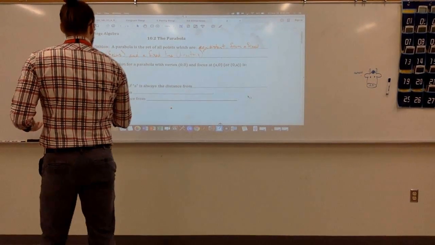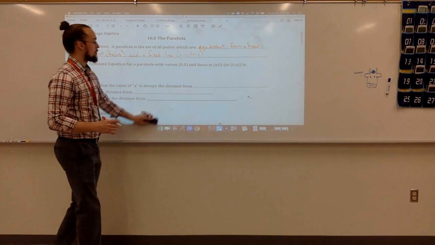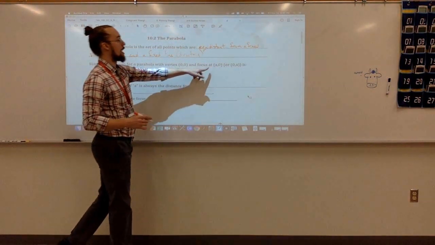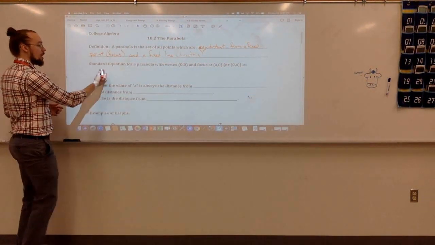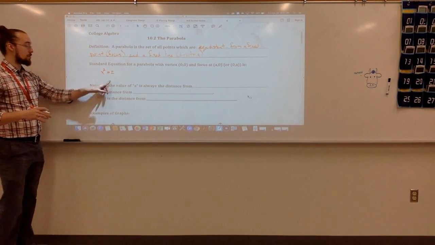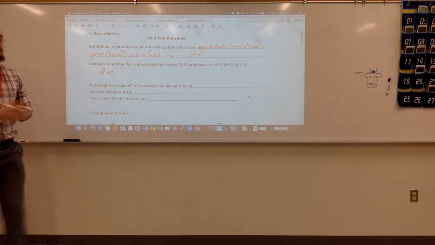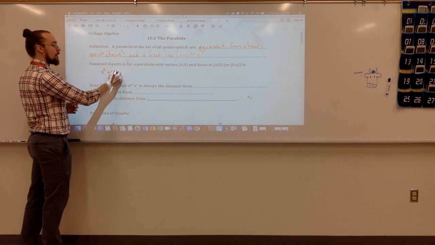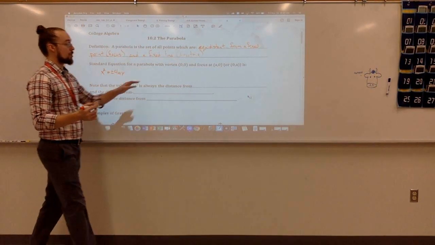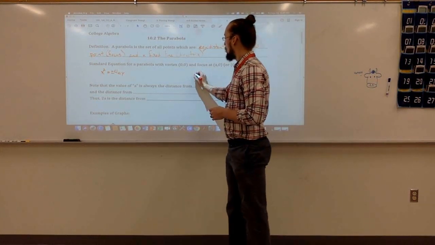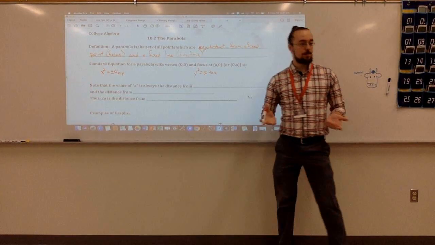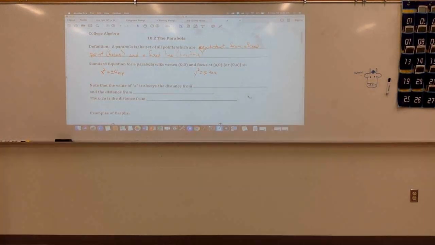So, the standard equation for a parabola with a vertex at (0, 0) and a focus at either (a, 0) or (0, a) is going to be x squared equals plus or minus 4ay. This does not mean it's both plus and minus. This just means it could be positive or negative. Or we could have y squared equals plus or minus 4ax, which we work with more often.